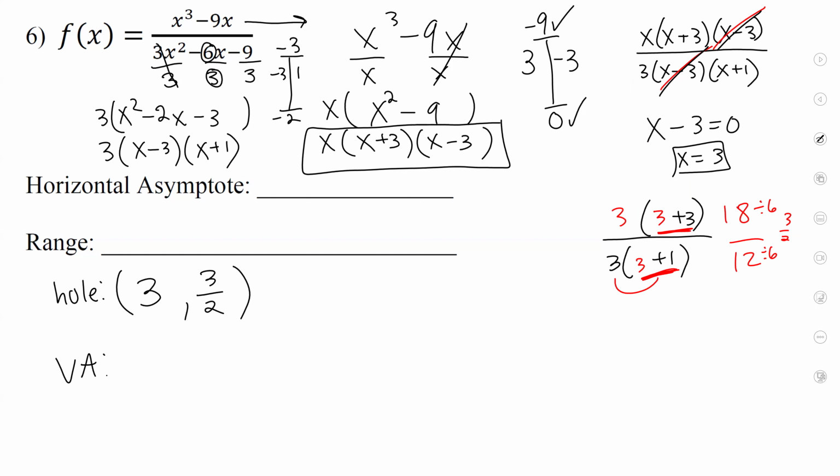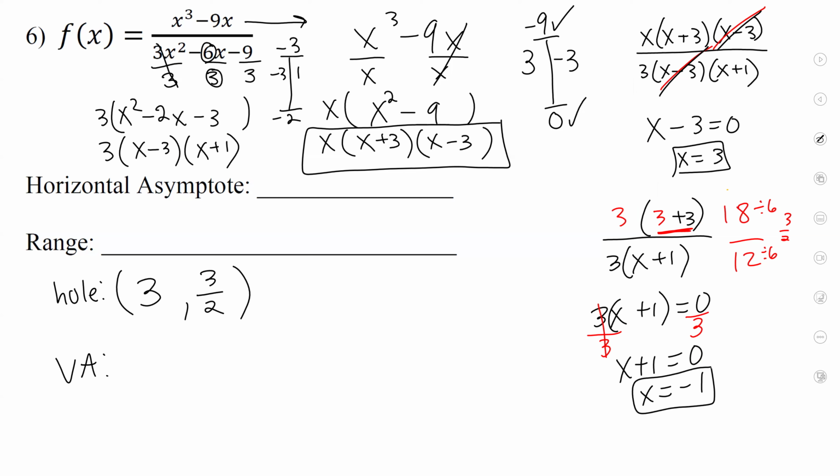Vertical asymptote. How do you find it? Set the denominator equal to 0. So this was an x at first. We're going to set the denominator equal to 0. So we're going to divide by 3. And we get x plus 1 equals 0. So x is -1. That is your vertical asymptote. x equals -1.